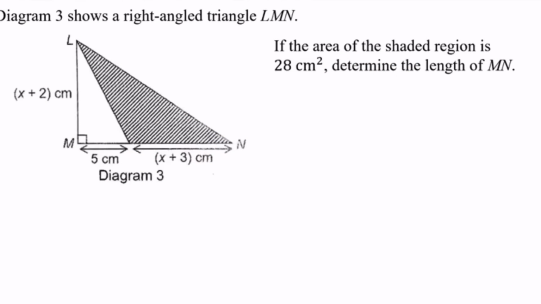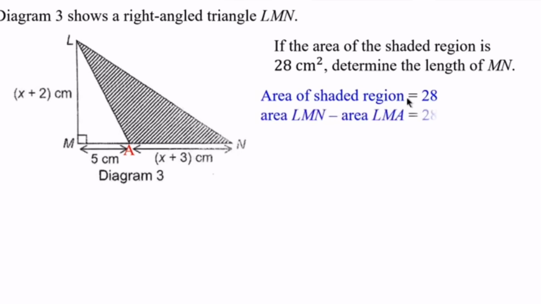Next question is about the area of the shaded region, which is given as 28 centimeters square. Determine the length of MN. First of all, you have to find the area of the triangle, but the area of the shaded region is 28. So we will focus on the big triangle LMN.